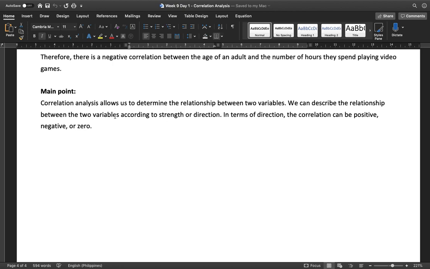So, correlation analysis allows us to determine the relationship between two variables. So, we can describe the relationship between the two variables according to strength or direction. In terms of direction, the correlation can be positive, negative, or zero. In our next video, we'll be discussing the strength of relationship. So, we'll determine there how we determine the strength of relationship between two variables.